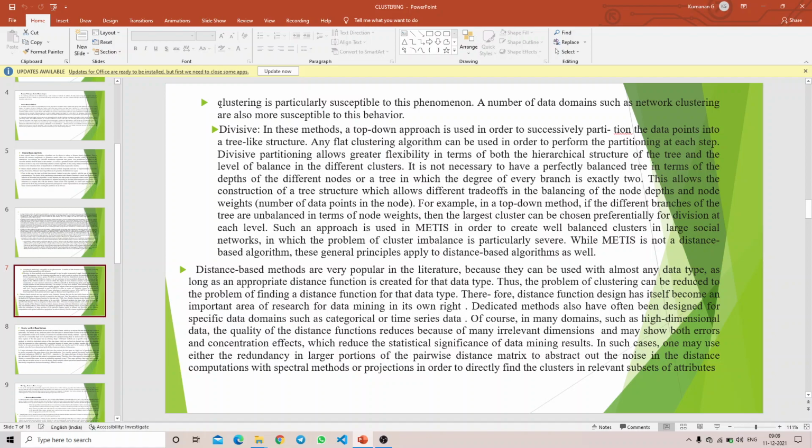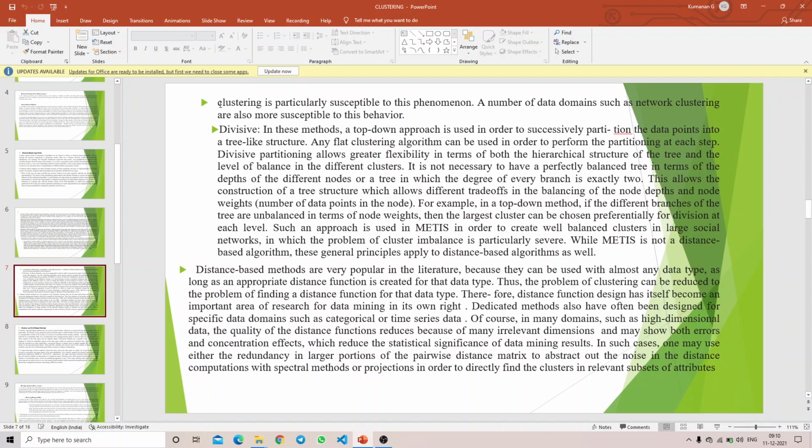applied to distance-based algorithms. Distance-based algorithms are very popular in the literature because they can be used with almost any data type as long as an appropriate distance function is created for the data type. Thus, the problem of clustering can be reduced to a problem of finding a distance function for the data type. Therefore, distance function design has itself become an important area of research for data mining in its own right. Dedicated methods have also often been designed for specific data domains such as categorical or time series data.